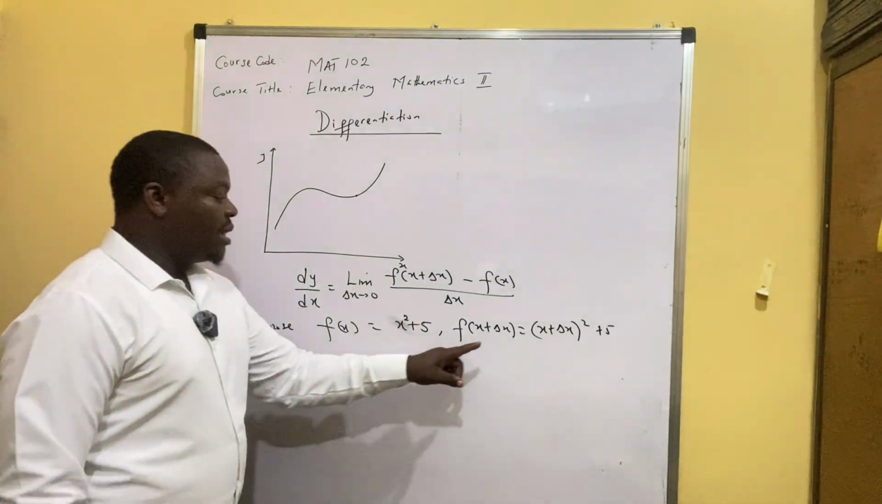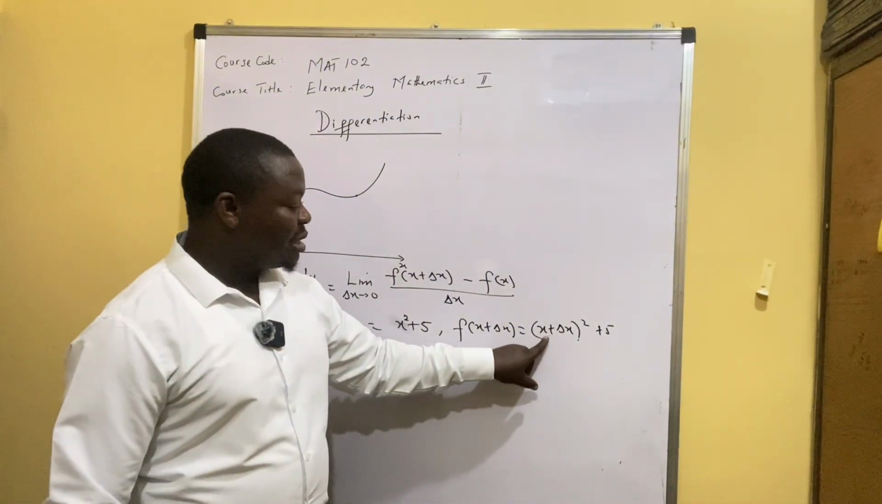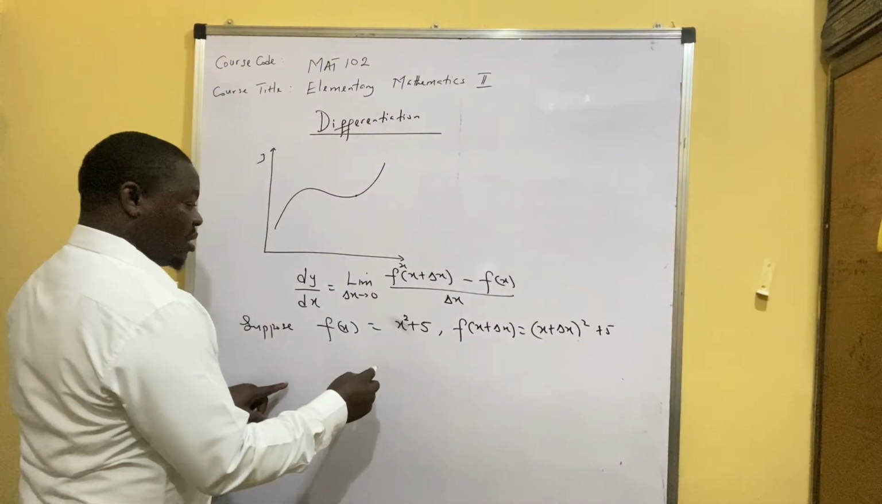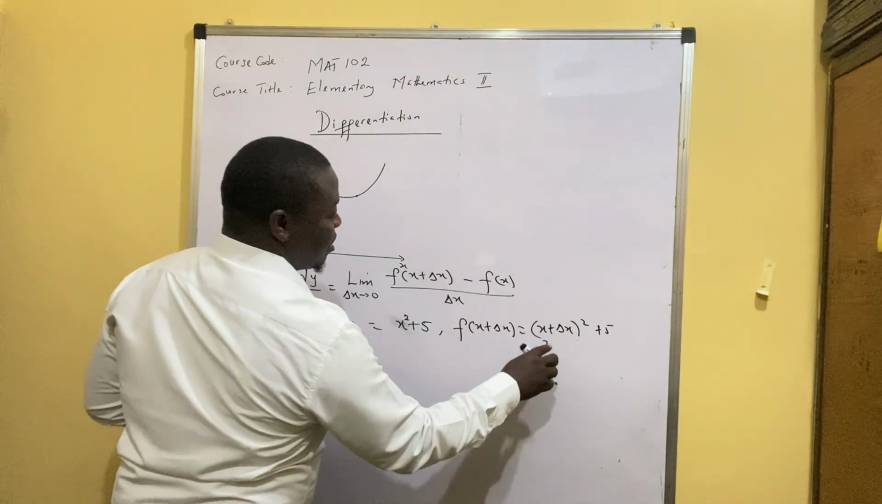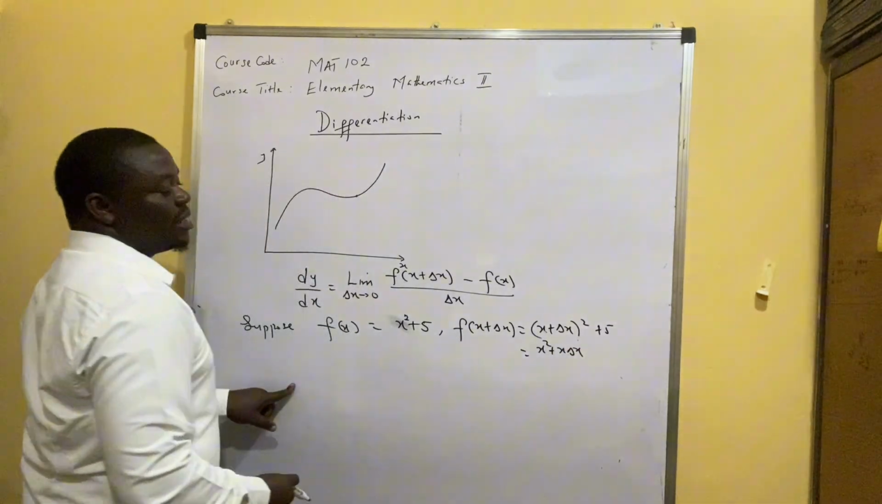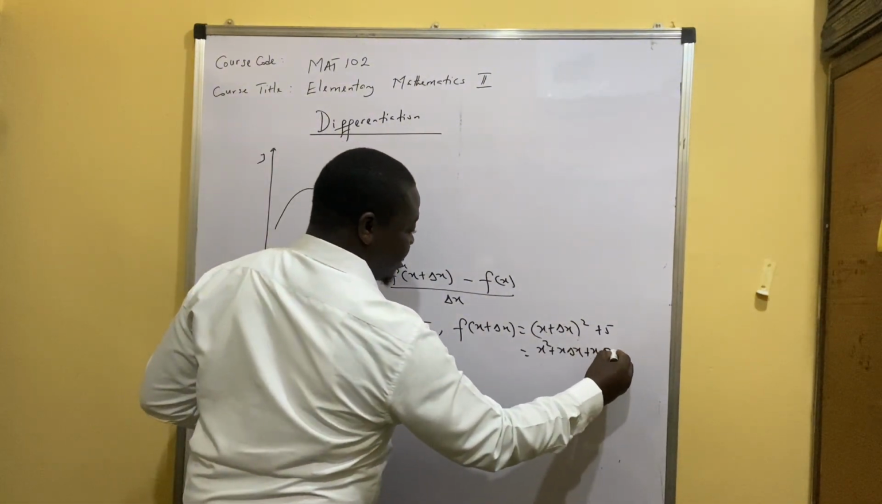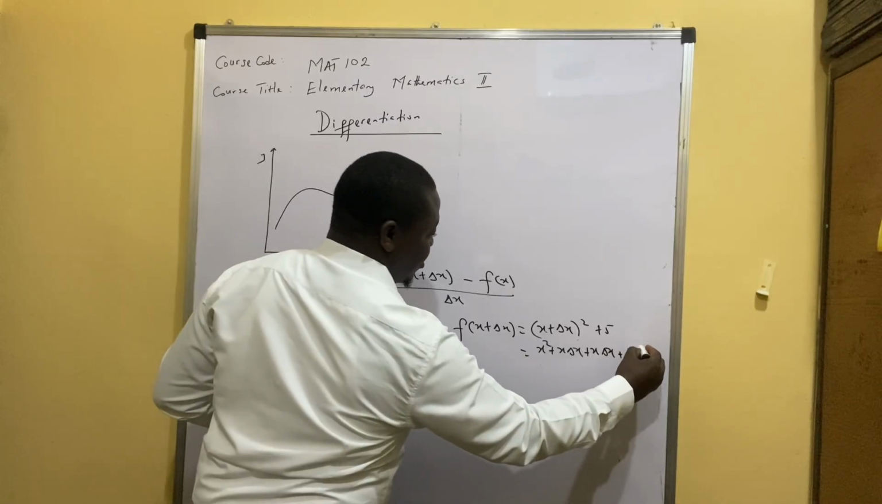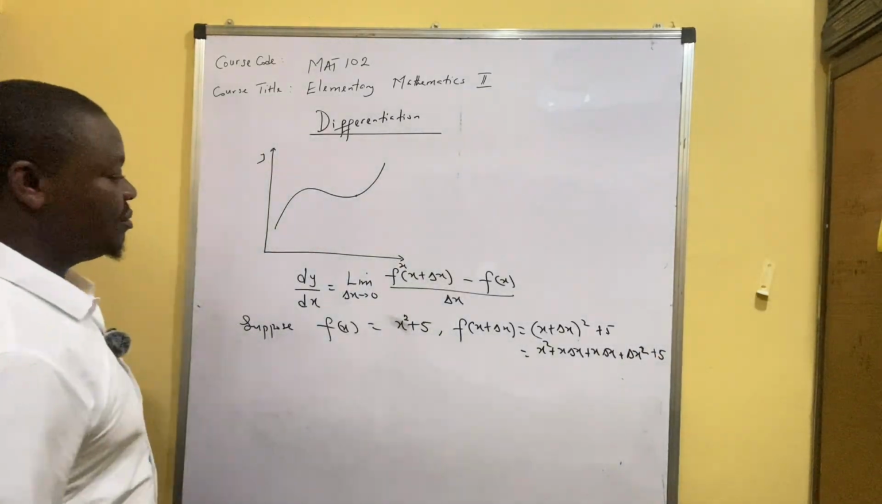So the next thing is we can simplify this before we now substitute into the formula. So we need to expand this. If we expand this, we're going to have x squared, right? Then x times this one, that will give us x times change in x, right? Then this multiplied by this, we have x times change in x again, then plus change in x squared. Okay, then plus 5.